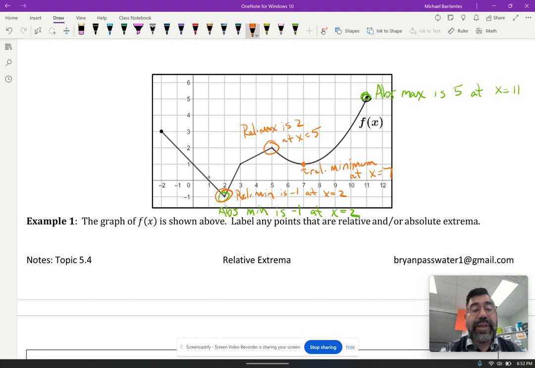Do I count this endpoint? Well, no, because it's never the highest or the lowest, and it certainly doesn't change directions around that point. Do I count this point? Well, no, because the graph continues to increase. It's just increasing at a different rate. And so I think I've identified and labeled all of my relative and absolute extrema. Remember, extrema, extreme points, meaning maximums and minimums. And that's video one.